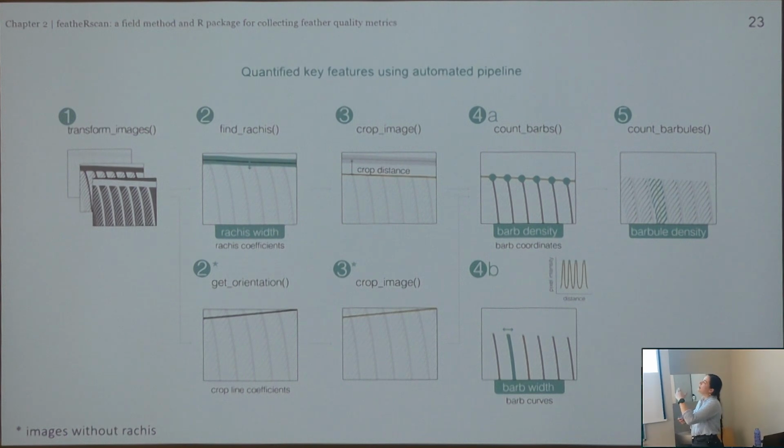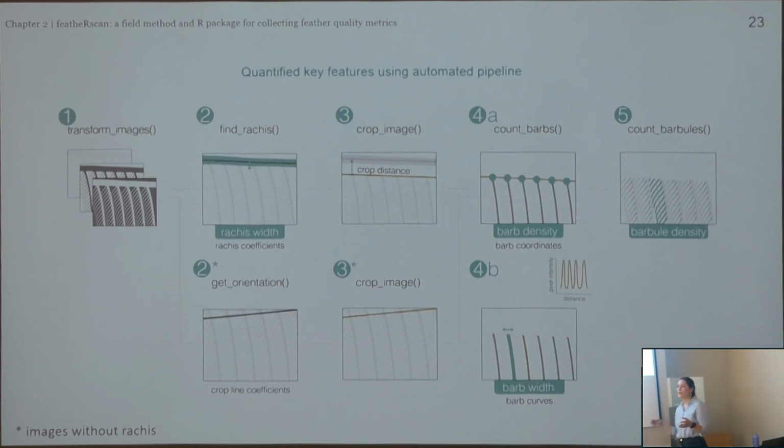Once we have that, we can also measure the width of that rachis. And then we can pre-specify at what distance from the rachis we want to measure the other feather quality metrics to make it standardized. So along that crop line, we can then count the number of barbs to estimate barb density, as well as the width of the barbs. And once we have the position of the barbs, we can move on to counting the barbules along them.